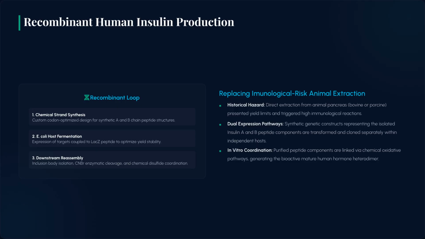Recombinant human insulin production replaced immunological risk animal extraction. The process involves chemical strand synthesis, E. coli host fermentation, and downstream reassembly with chemical oxidative coordination to form the bioactive hormone.